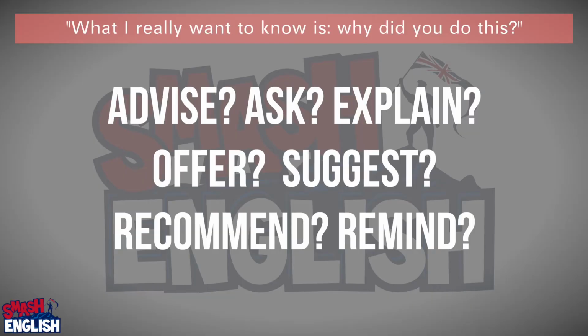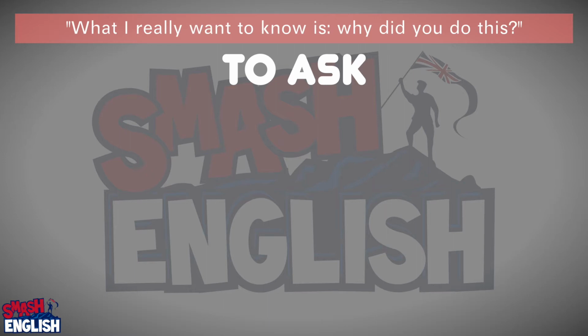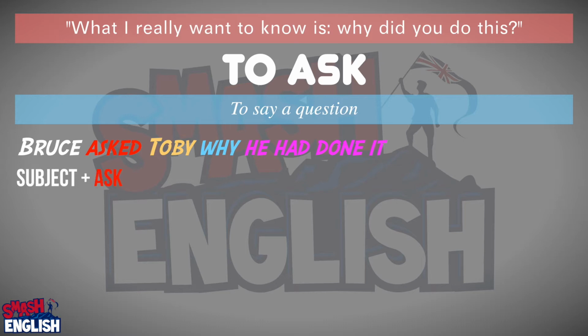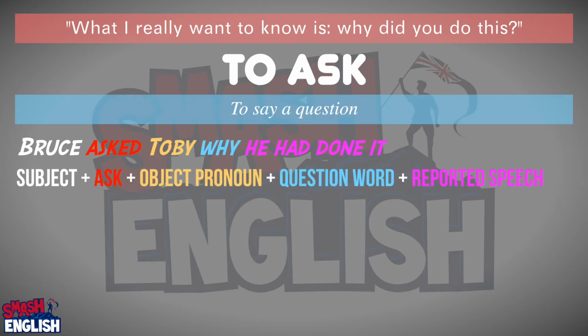What is Bruce doing here? Bruce is asking. If you ask something, you say a question. Bruce asked Toby why he had done it. Subject plus ask plus the object pronoun plus a question word plus reported speech. A question word is what, who, where, why, when, where.